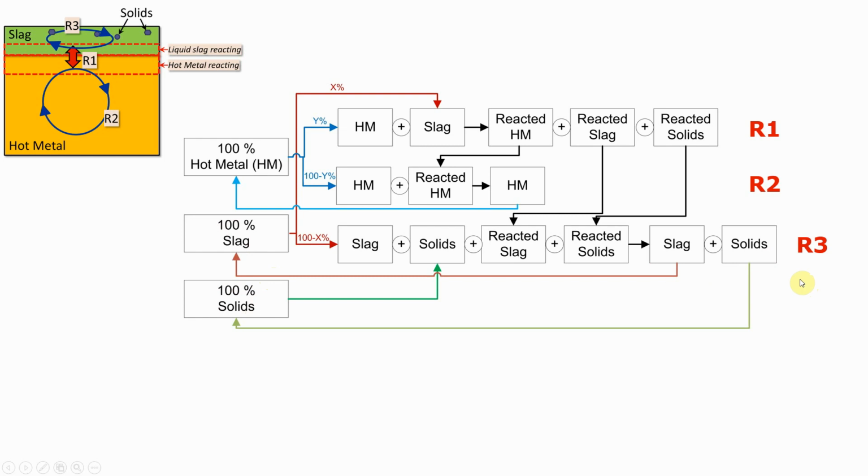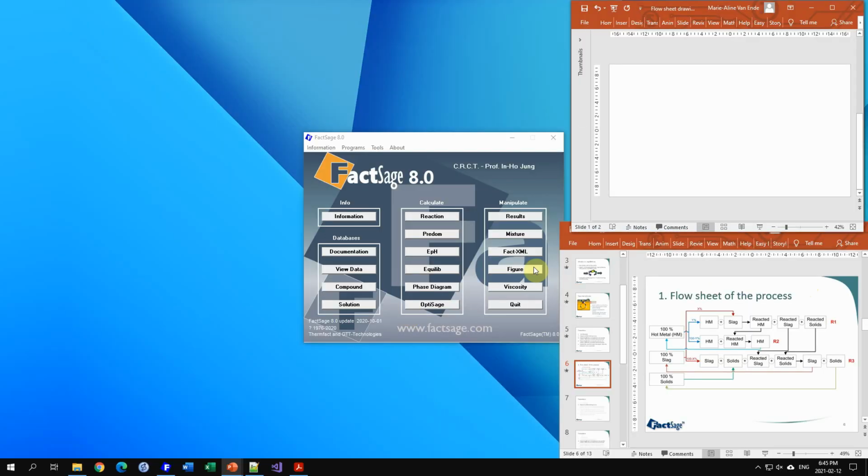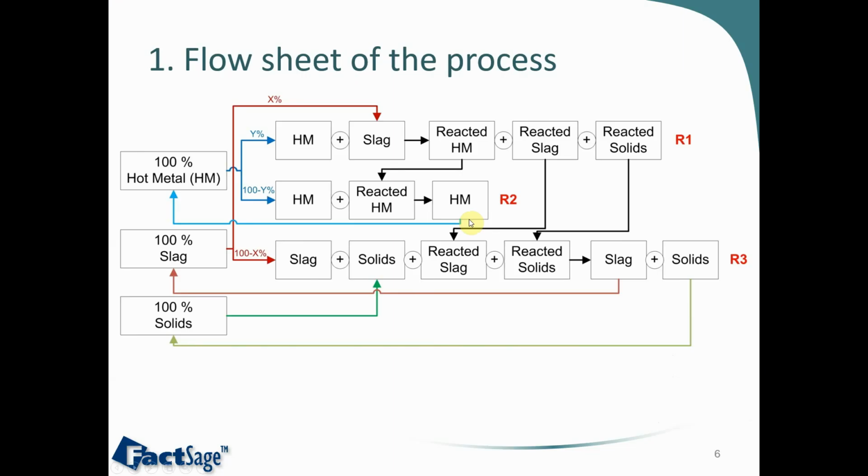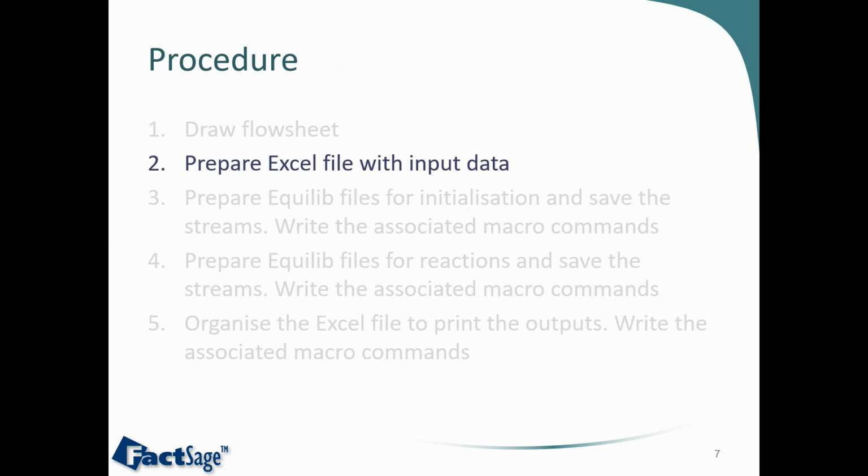So this flow sheet is repeated a certain number of times, which is the duration of the process, and we would like to follow the evolution of the phases with time, for example, to see how fast the sulfur is removed from the hot metal. So the next step in the procedure is to prepare the Excel file and the worksheet. So if I go back here, so we have this flow sheet, we draw it together. So the second step here is to prepare the Excel file with the input data.